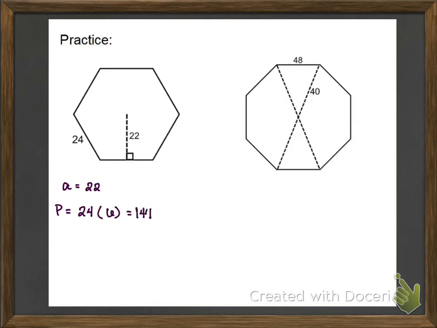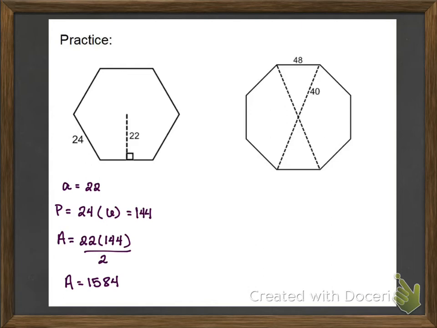So looking at these examples, this first one, it gives us the apothem. It goes center straight down, so we don't have to do any extra trig. We do need to find our perimeter. This polygon has 6 sides, so 24 times 6, we get a perimeter of 144. So plugging it in, 22 times 144 divided by 2, our area is 1,584.